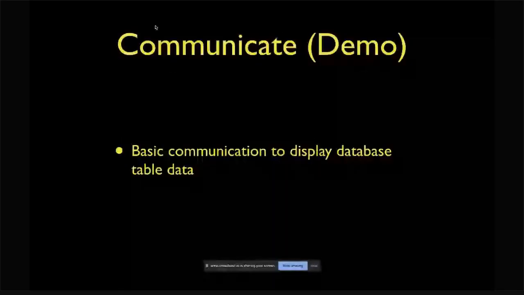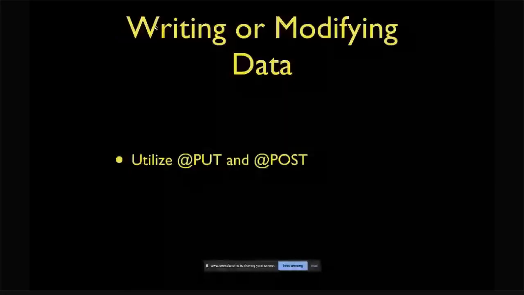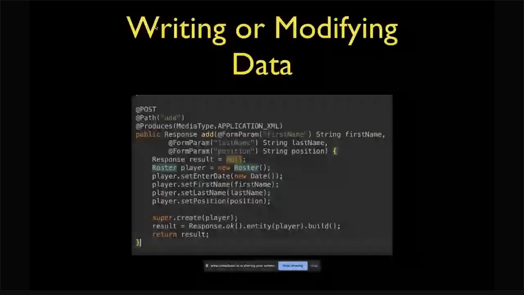So I showed you the communication demo, and like I said, when you're writing or modifying data, you want to utilize a web service that has annotation of put or post on it. And like I showed you with the add method, we are adding data, in this case using form parameters. So basically it will accept strings from your web form, and then it will create an entity and then call upon that entity manager to create that object and return a response.